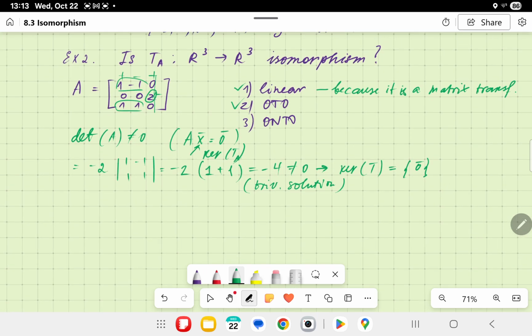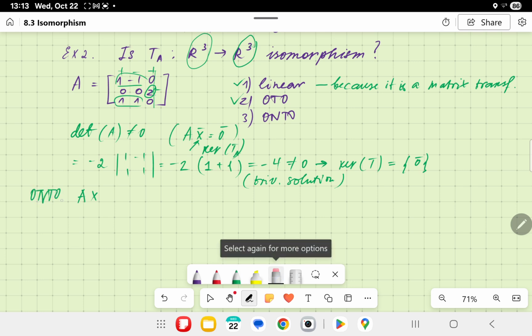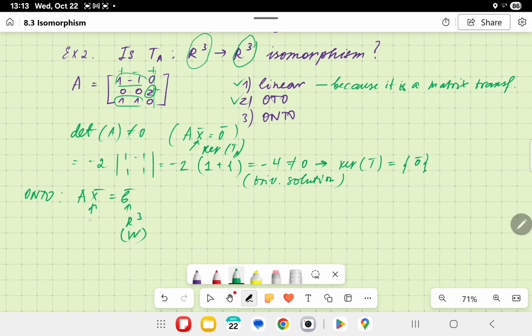How do we check onto? Onto means that for every vector of this space, we can find something from the other space that produces it. Well, let's just do it. Basically, guys, the transformation Ax, let me do onto, is going to produce some vector b. This vector b belongs to R3, which is W, and this vector x belongs to R3, which is our original space, V.